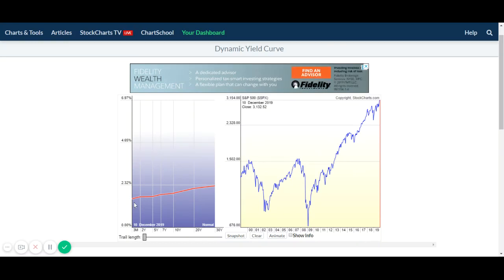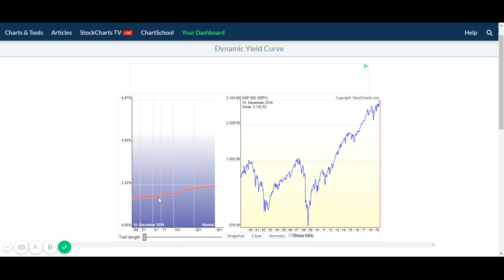Okay, so this is what's called a yield curve. If you've heard that in the news, this is just showing you what different interest rates are on US Treasuries at 3 months, 2 years, if you loan money to the government at 20 years or 30 years. And usually you get paid more the further out you go.